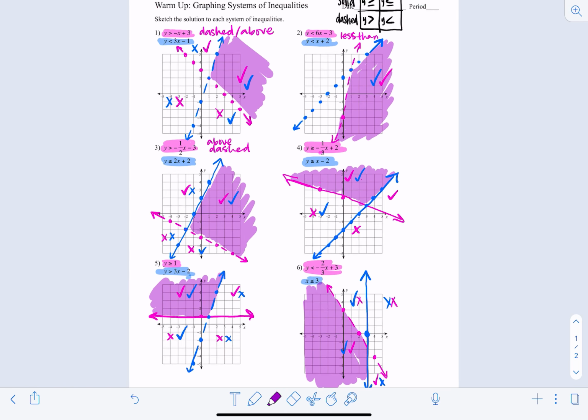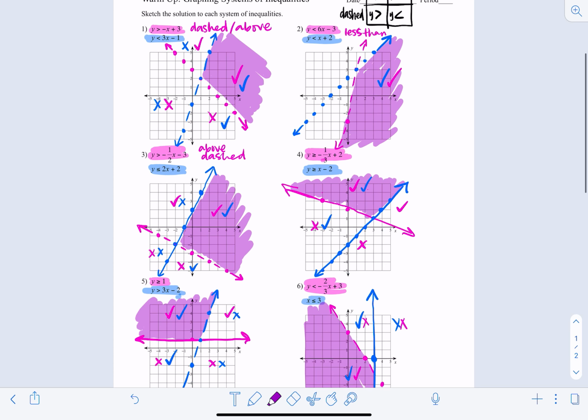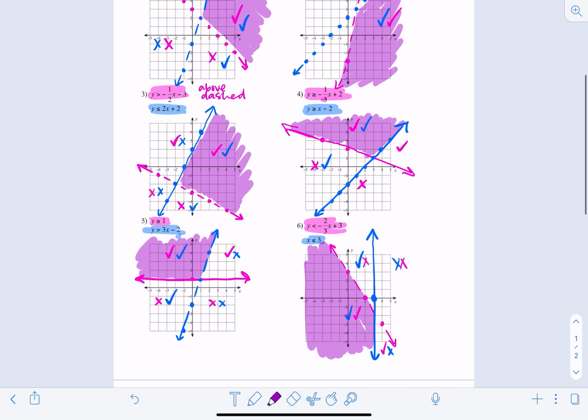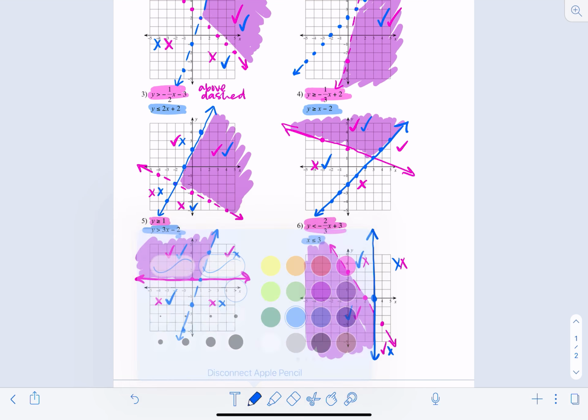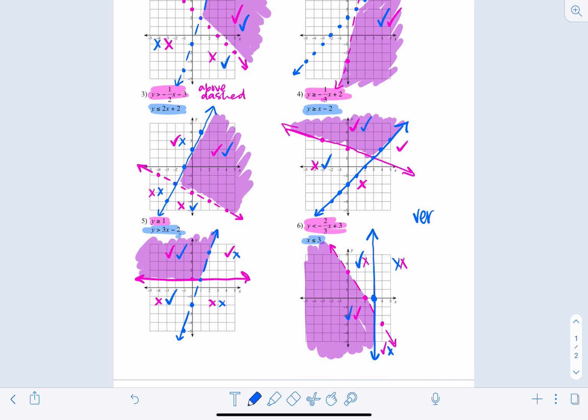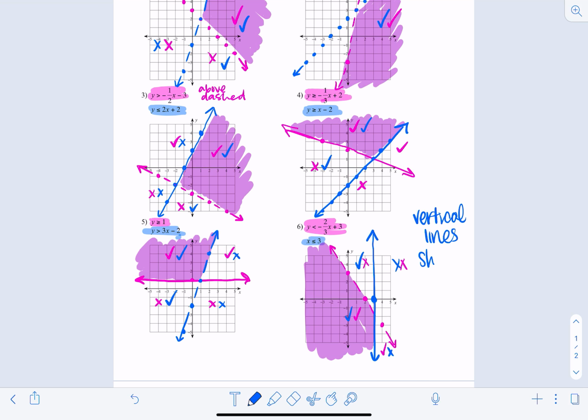I'm going to zoom out again. One note I didn't make is with the x's, if it's a vertical line, shade left when it's less than or equal to, and right when it's greater than or equal to.